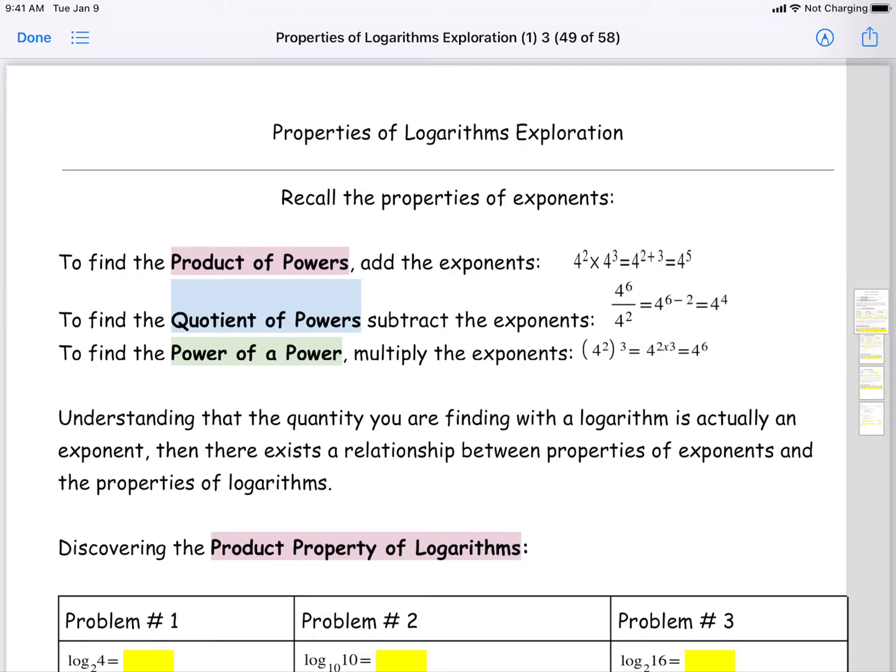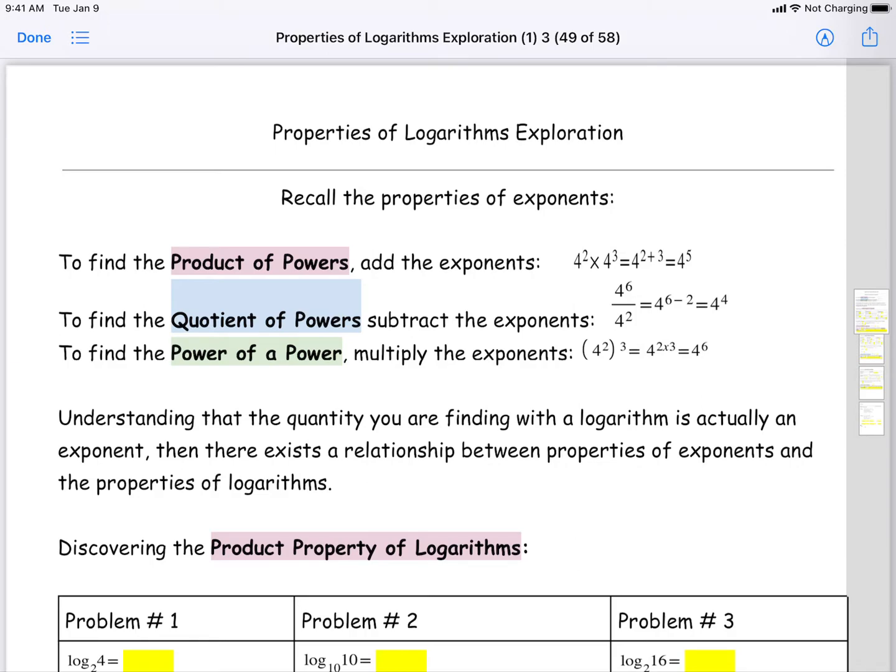Remember, exponentials and logarithms go hand in hand because they're inverses. Just to remind you, if I'm doing the product of two powers, so if they have like bases but different exponents, if I multiply them together, then all I need to do is add the exponents, and I keep the same base. The quotient of powers is if I'm dividing like bases with possibly different exponents, what I do is subtract their exponents. And if I'm taking a power to a power, for example 4 squared, and I take that to the third power, that's when I multiply their exponents.